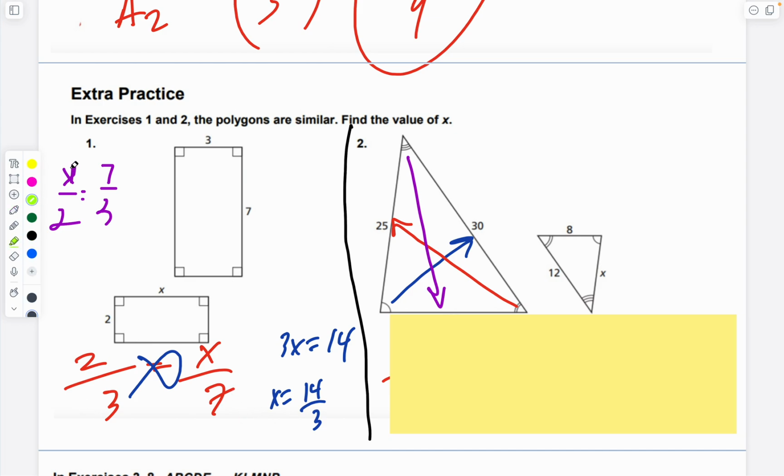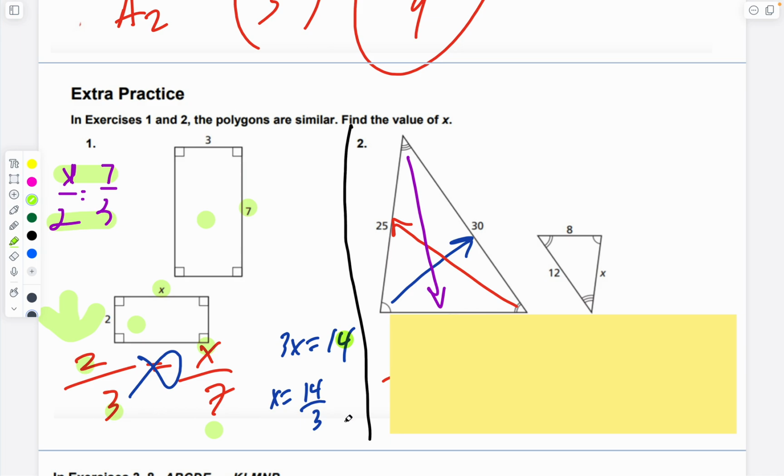These two things here correspond with these two. 2 corresponds with 3. X corresponds with 7. I can go big to small. In this first example down here, in the red, I went small to big. 2 to 3 equals small to big, X to 7. And then I cross multiplied. 2 times 7 is 14. 3 times X is 3X, and I got 14 over 3, and that's okay.